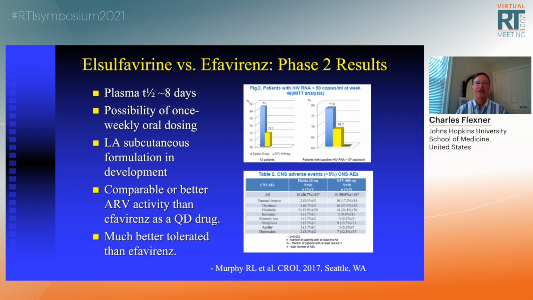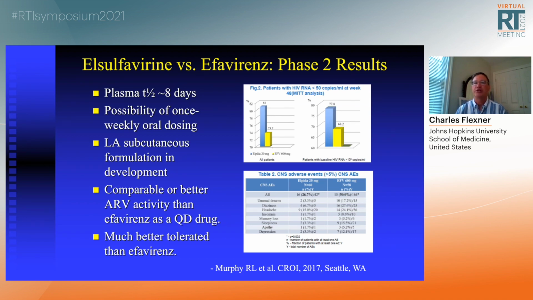It has a plasma half-life of about 8 days, supporting once weekly oral dosing. In addition, long-acting subcutaneous formulations are in development. In this phase 2 study presented at CROI, lersivirine was given at a dose of 20 milligrams once a day and compared to efavirenz 600 milligrams once a day.